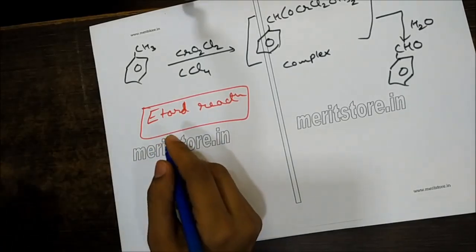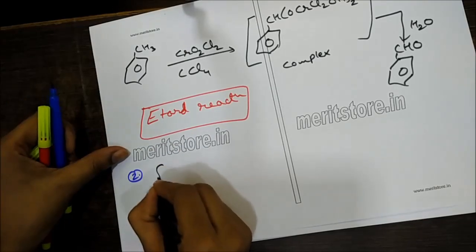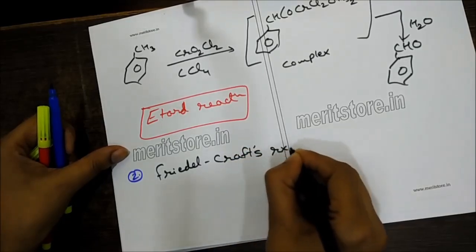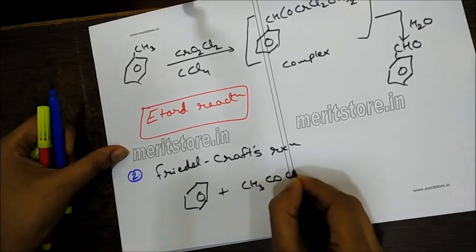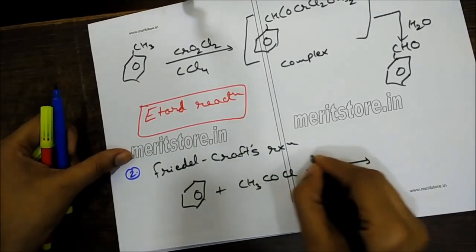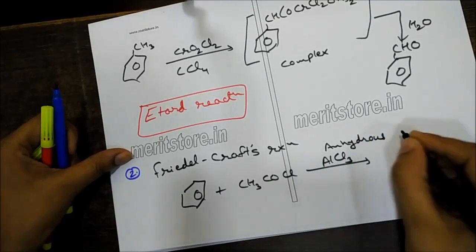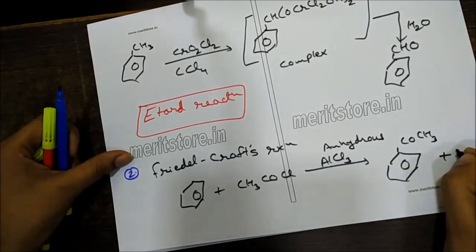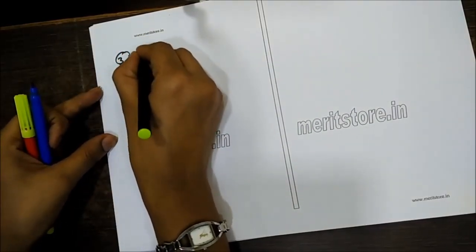Next method to form aromatic aldehyde and ketones is by Friedel-Crafts reaction. Acetyl chloride or any acyl chloride on reaction with benzene in presence of anhydrous aluminum chloride will give ketone. Next method is by Gattermann-Koch reaction.